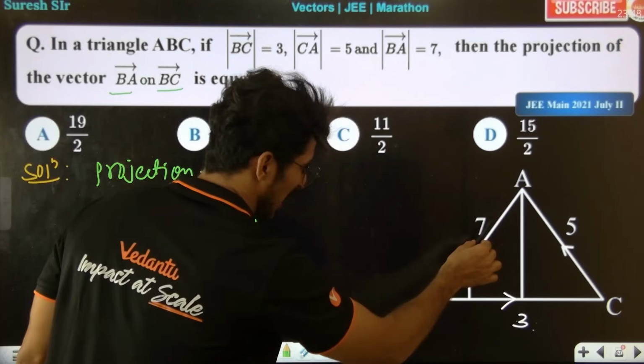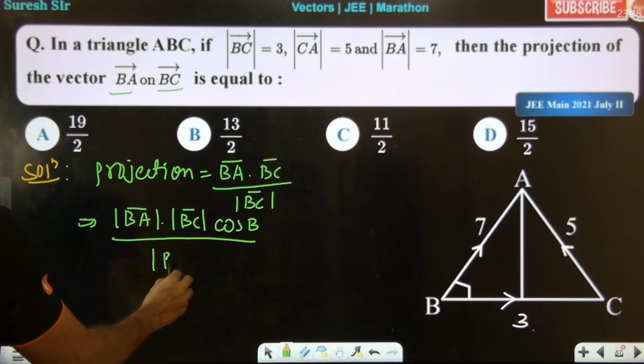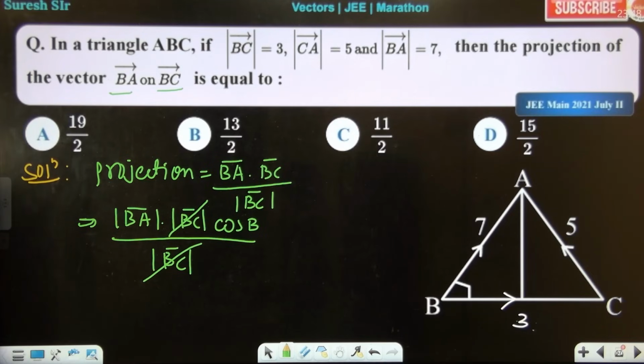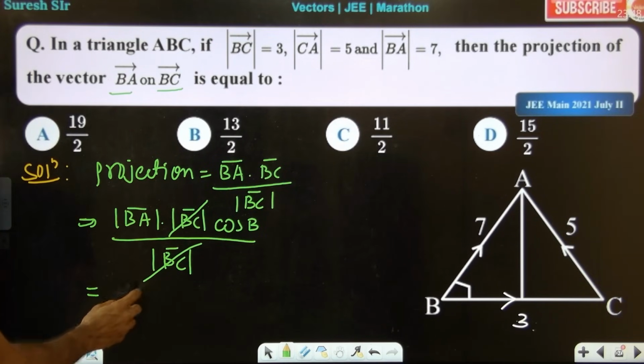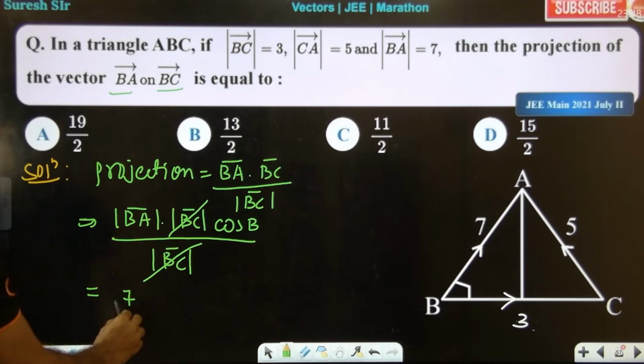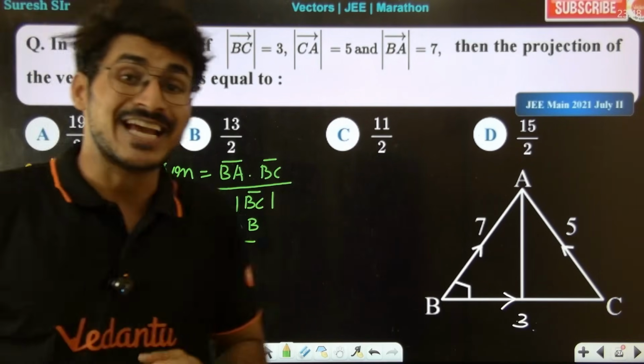So the projection is on this. The angle B is forming there. So magnitude of BC cancels out. Absolutely. What value of BA have they given? The magnitude of BA is 7. Now what is cos B? Basically we can apply the cosine rule.